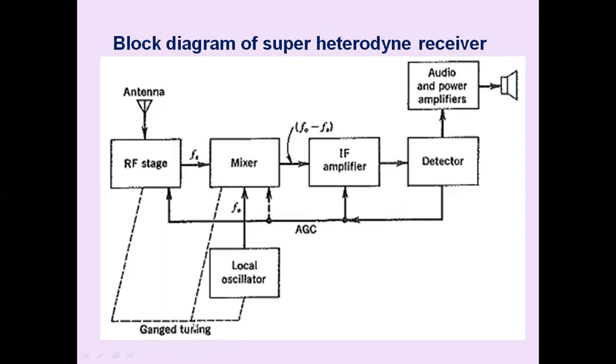So here we have a gang tuning. If it is tuned to Fs, the local oscillator is tuned to Fs plus Fi, the intermediate frequency. So the local oscillator produces a frequency higher by the IF value than the incoming signal frequency. For example, if the selected incoming radio frequency signal is 1000 kilohertz, we want to pick up a message which is there on 1000 kilohertz, then what is happening here?